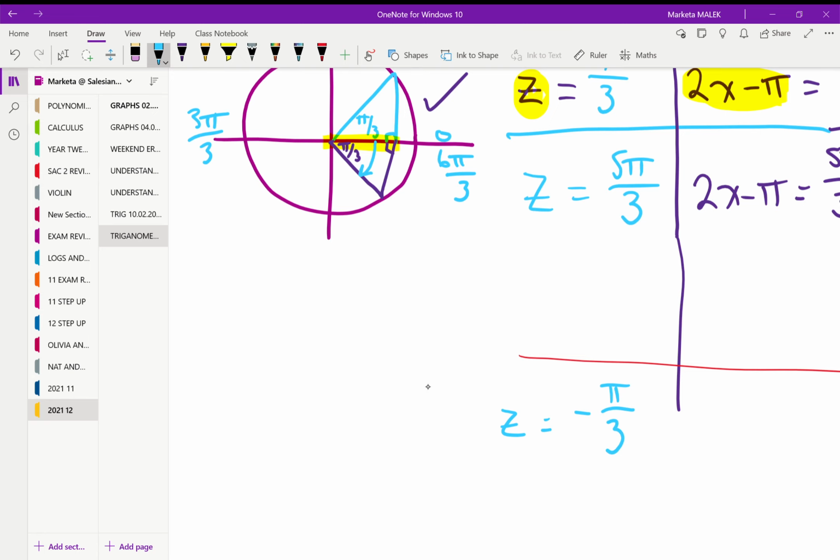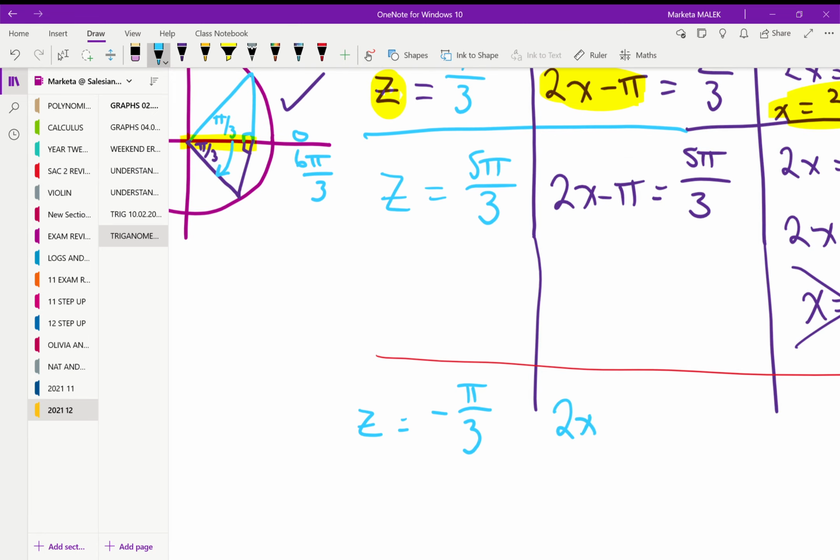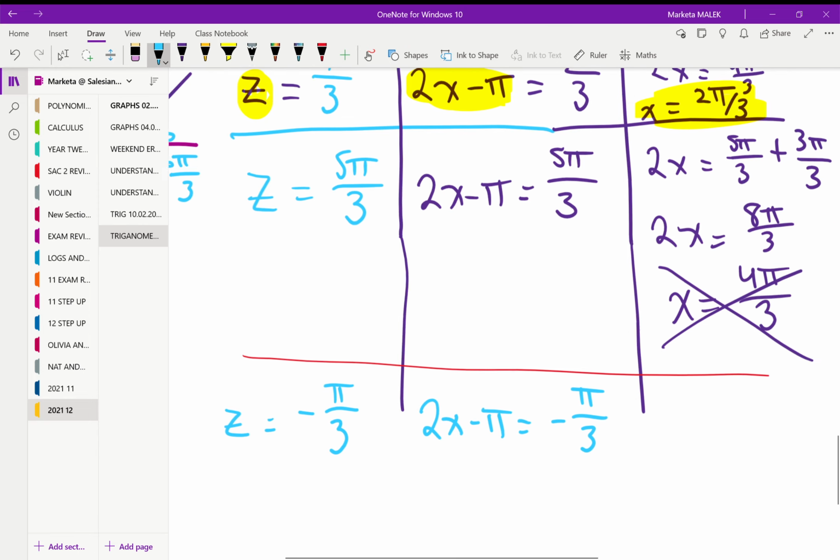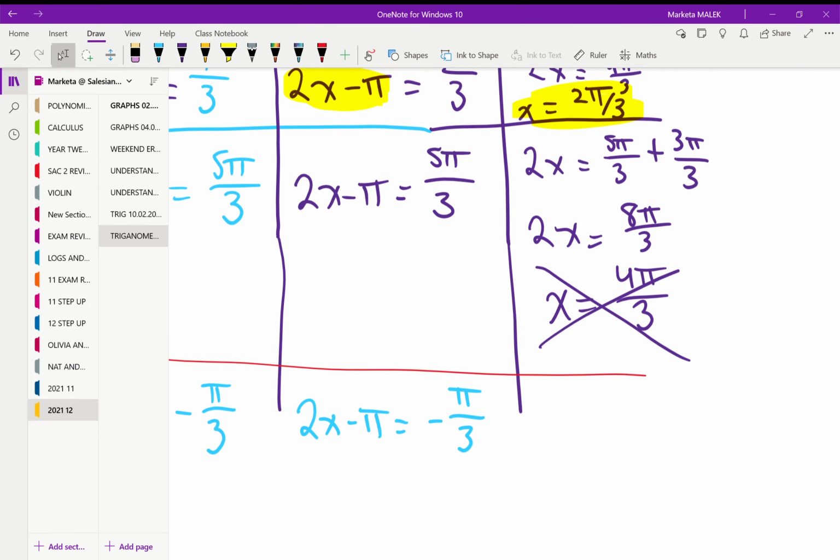So let's see what happens here. 2x minus pi equals negative pi on 3. And then let's solve it. So 2x equals negative pi on 3, and this is exactly what I was talking about, plus 3 pi on 3.